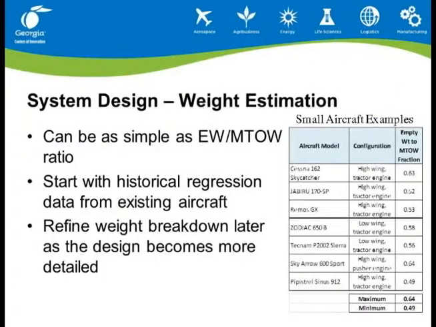Weight estimation. At this point, it's really as simple as the empty weight to the maximum weight ratio. You can start with historical data, the table on the right side of the chart for small aircraft. This is the small light sport aircraft, because there's not a lot of information out there publicly on UAVs. But if you look at the small manned aircraft, that ratio of empty weight to max weight ranges anywhere from 0.49 to 0.64. So we gave you a range earlier, about half, or 0.55 of the weight of the vehicle is going to be in the structure and all those things. And you can refine this weight breakdown later as the design becomes more detailed. But for this initial run, you can use the weight fraction.